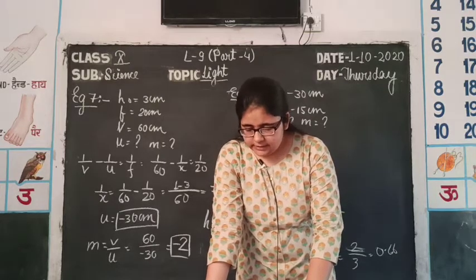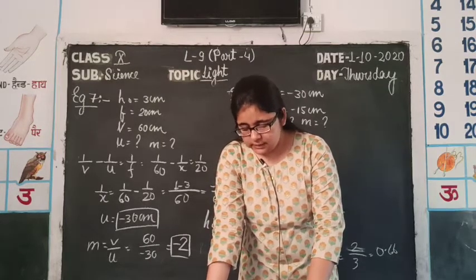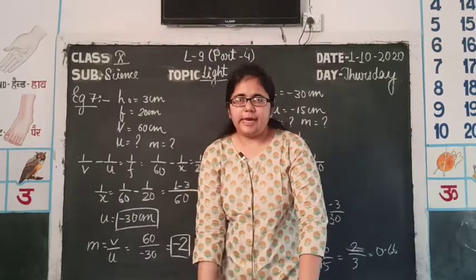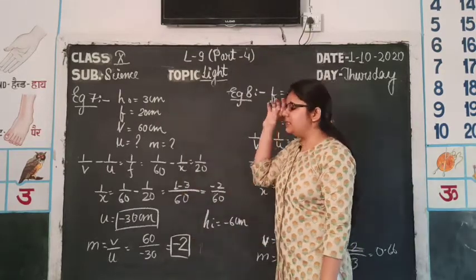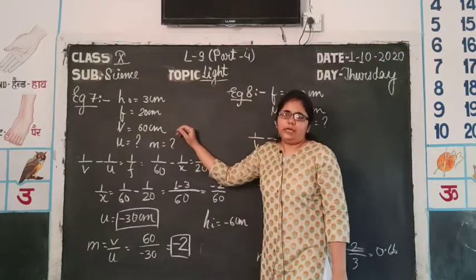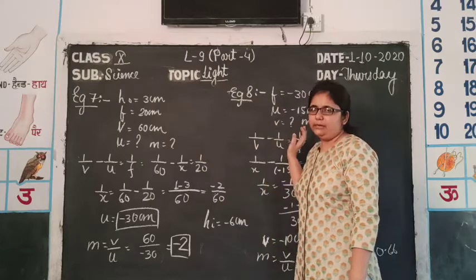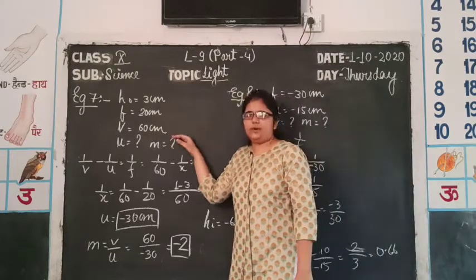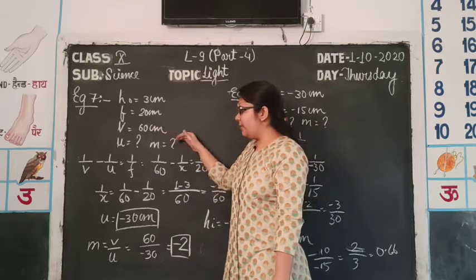If the real image is at 60 cm from the lens, then we have to find the distance of the object from the lens and the magnification. As the image formed is real, in lenses the real images are formed on the right hand side, and the distances which are measured towards the right hand side are taken positive. So, v will also be positive.